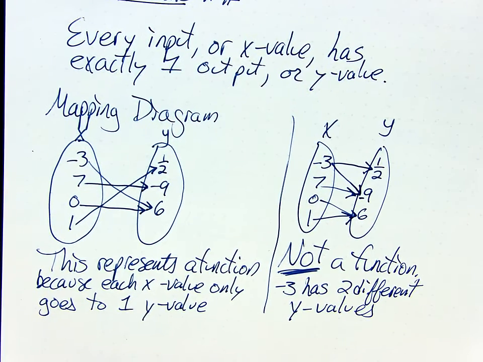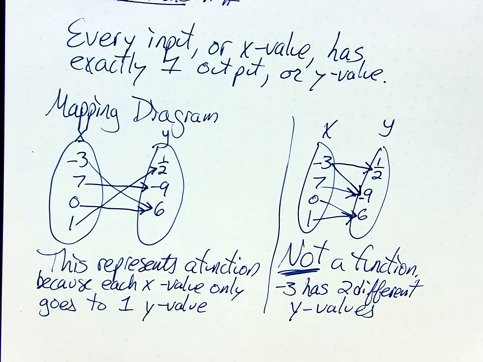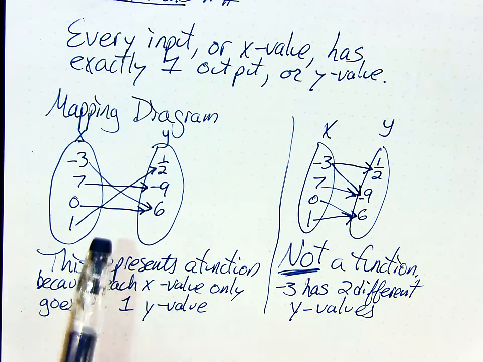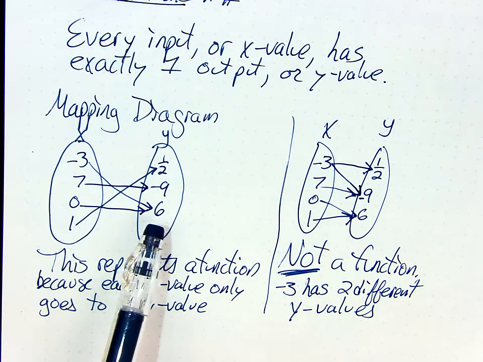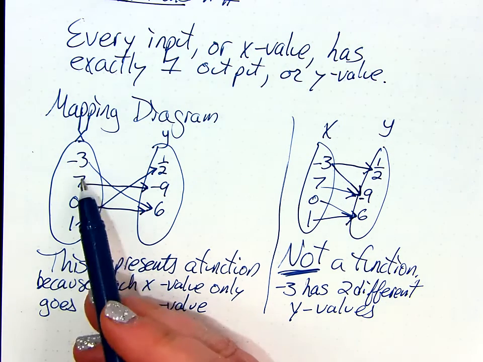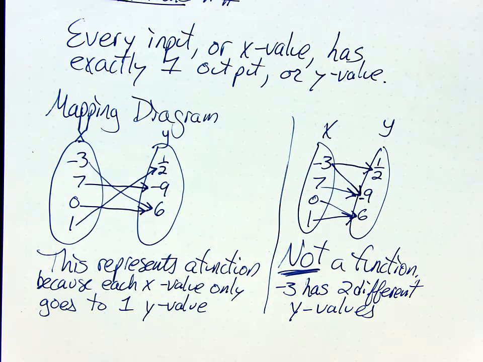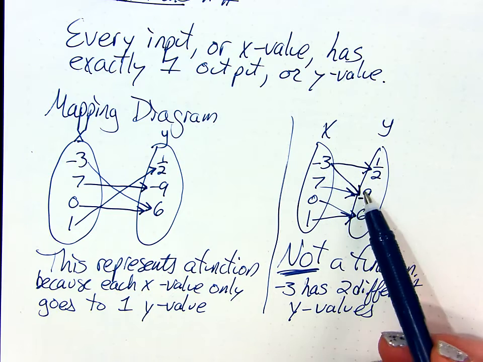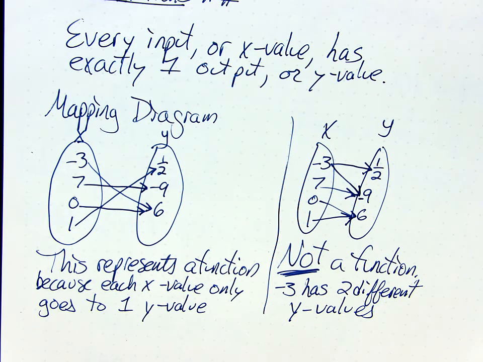Okay, and it's not a function because of that -3. The -3 went to two different places. Okay, is that easy enough to see? So, if everything in the x just goes to one y, they can all go to the same y. It doesn't matter, as long as each person in here only goes to one place. This one, he's going to two different places. That's impossible. That is not a function. I shouldn't say it's impossible. It's impossible in a function. It means it's not a function anymore.